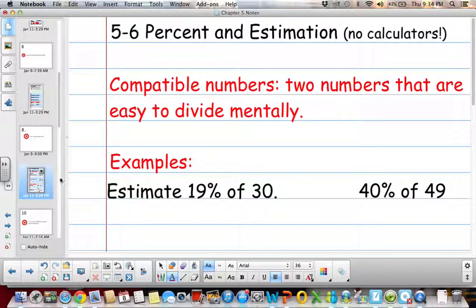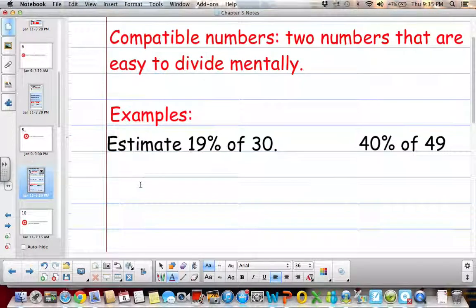So sometimes we will be given numbers or a percent to figure out a number, and we can try to find compatible numbers, which are two numbers that are easy to divide mentally, which we'll talk more about as we go through the lesson. We can find compatible numbers to help us estimate the percent and come to a close number.